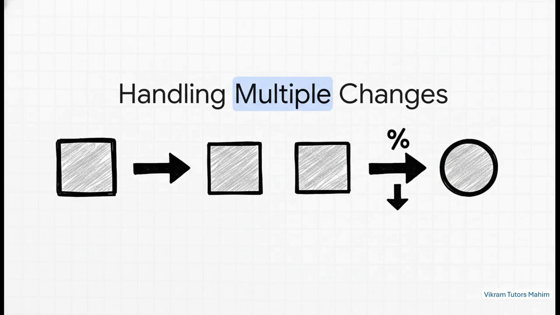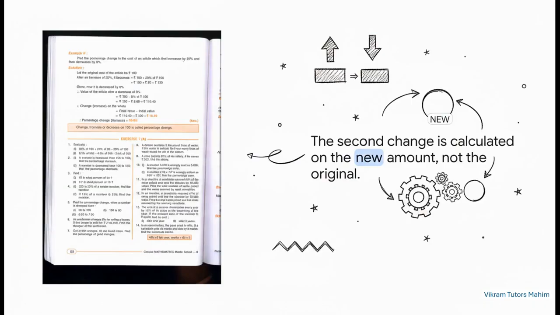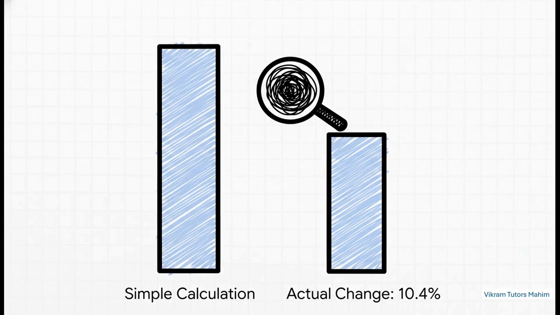Now for something that trips a lot of people up, what happens with multiple percentage changes? So is a 20% increase, then an 8% decrease, the same as just a 12% increase? What do you think? Nope, not even close. You have to calculate that second change on the new total, not the original. So the actual result is a 10.4% increase. It's a small difference, but it's an absolutely crucial one.